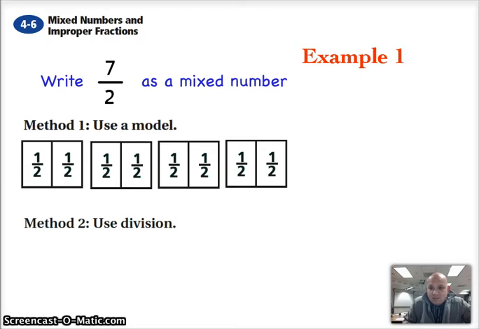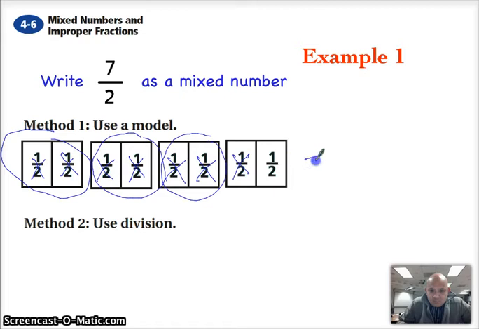But we only need 7 of those halves. So I'm going to X those that I want. That's 4, 5, 6, 7. Now that we know we have 7 halves, what do we actually have? Well, we have 1, 2, 3 wholes and a half left over. So 7 halves written as a mixed number is 3 1/2.